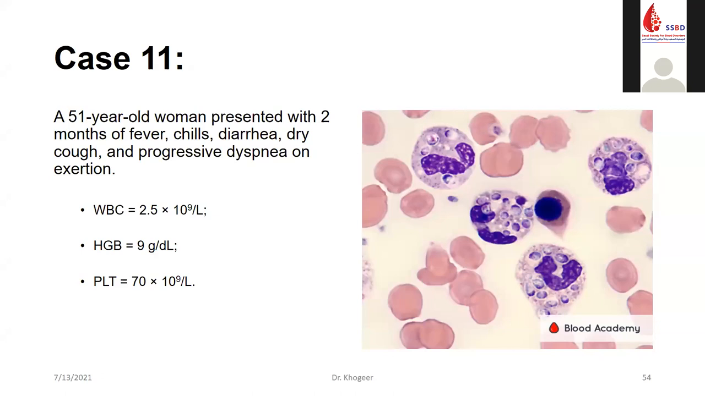And always, as I said, compare the suspicious cells with the other cells in the same field or in the same slide, because lymphoma cells usually show monotonous lymphoma morphology. However, reactive lymphocytes show variation of morphology. This is not 100%, but generally in most of the cases.